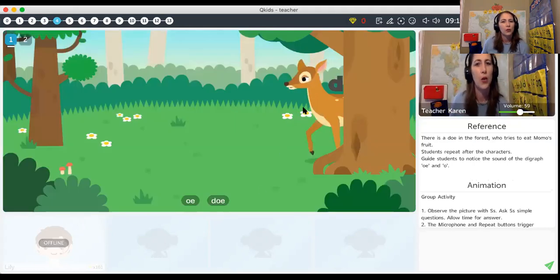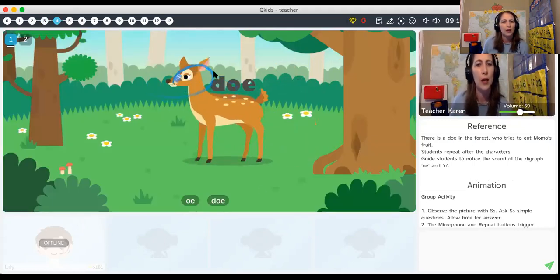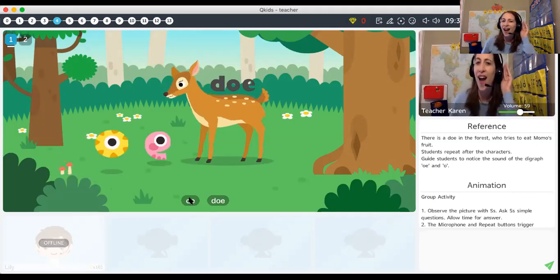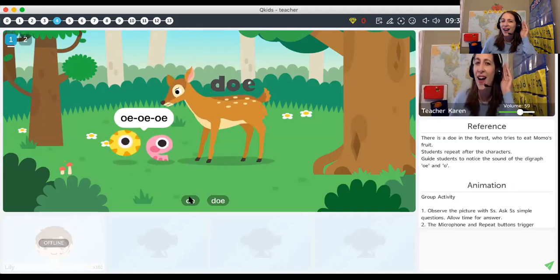Okay, so again, I said, what is this? And she didn't know what the animal was in the very beginning, so I had to explain it's a deer. A doe is a female deer. Female means girl. Female deer. All right, listen. And then I'll click on, I'll listen. Oh, oh, oh, good. Yes. Oh, E says oh. Just do a lot of repeating.